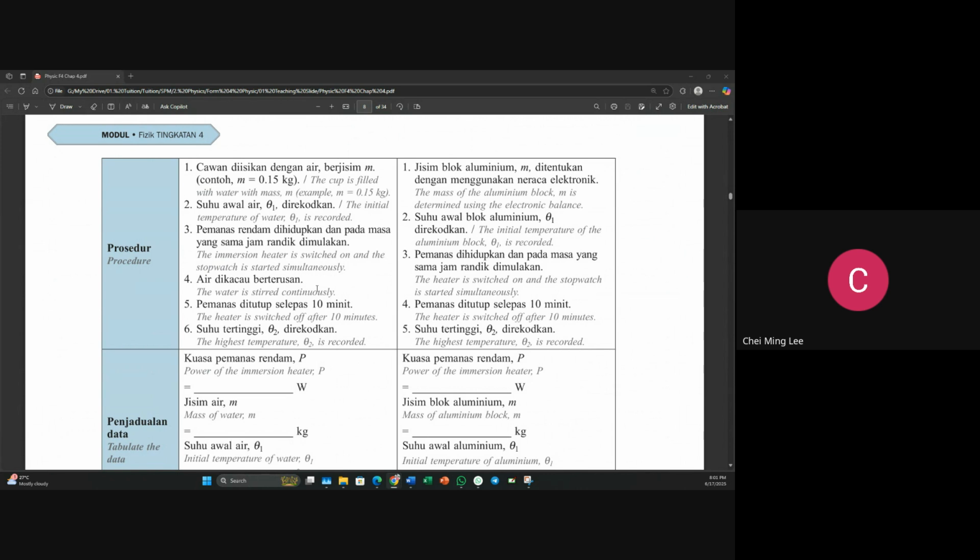Yes. Why uniform? To make sure the heat is distributed uniformly. And then the heater is switched off after 10 minutes, and the highest temperature is recorded.